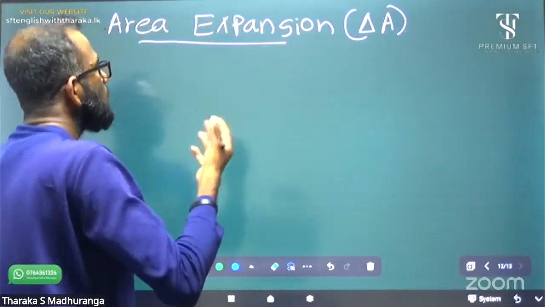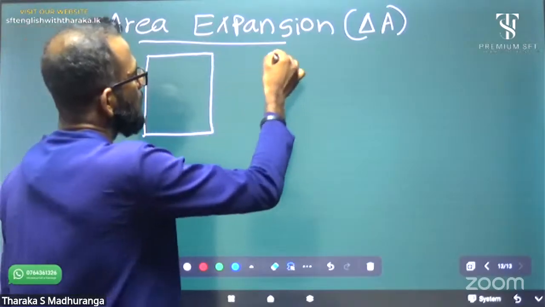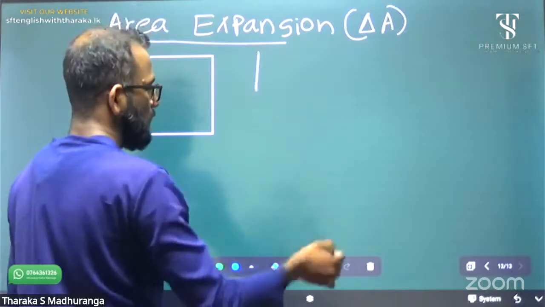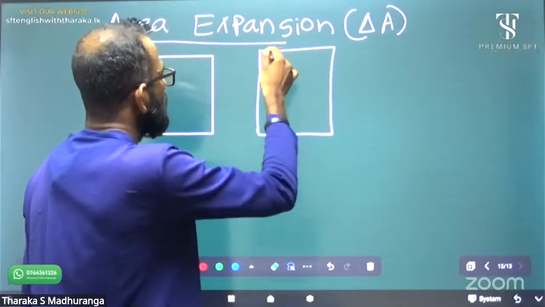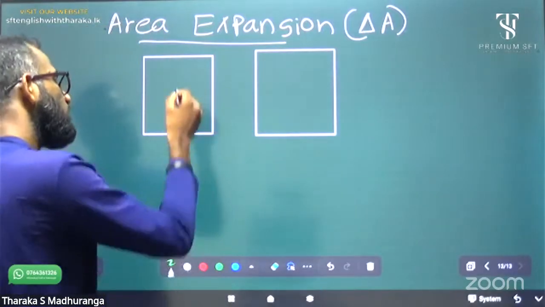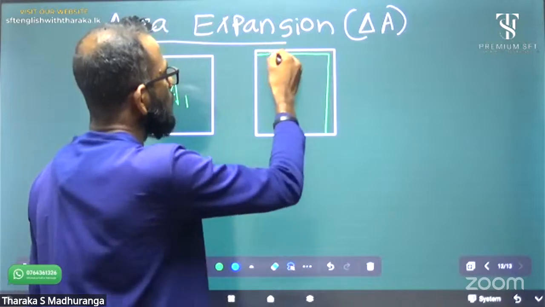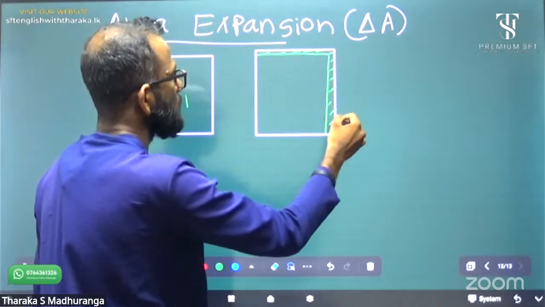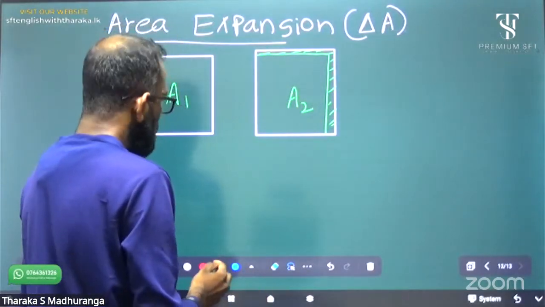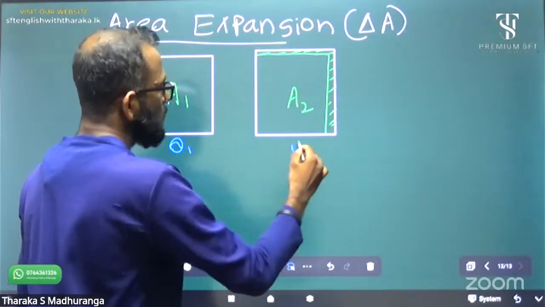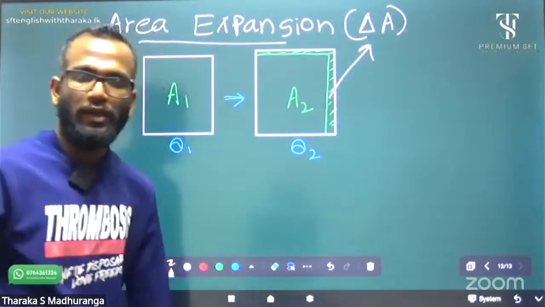The meaning of area expansion: the increase in the size of any object, in length and width. Length and width, both sides, we call area expansion. This is the initial area A1. This is the increased area A2 after expanding, with theta 1 the initial temperature and theta 2 the final temperature. This expanded area we call delta A.